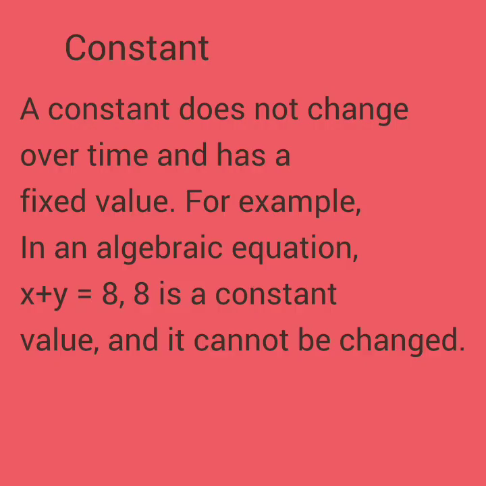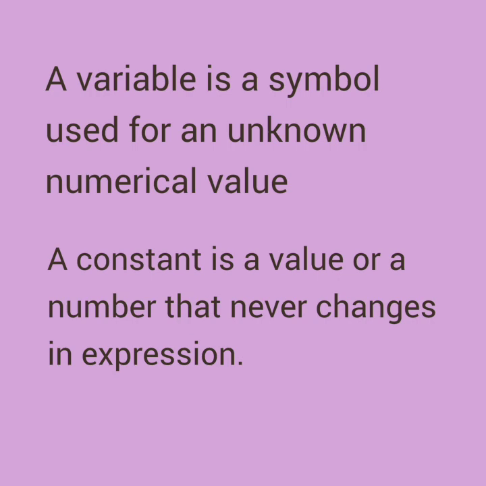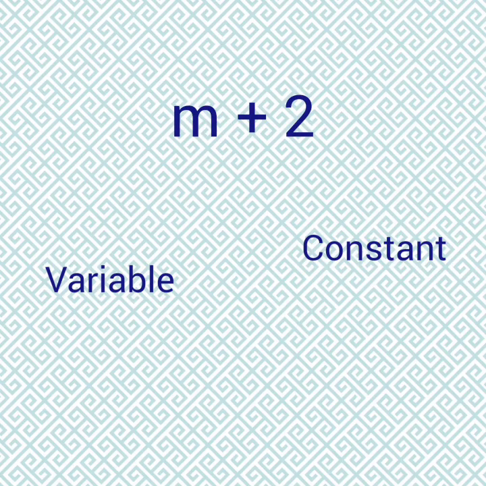A constant does not change over time and has a fixed value. For example, x plus y equals 8. 8 is a constant value and it cannot be changed. So, a variable is a symbol used for an unknown numerical value and a constant is a value or a number that never changes in the expression. Here, m plus 2: m is the variable and 2 is the constant.